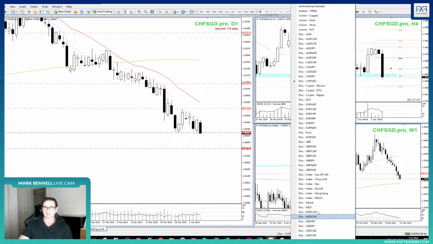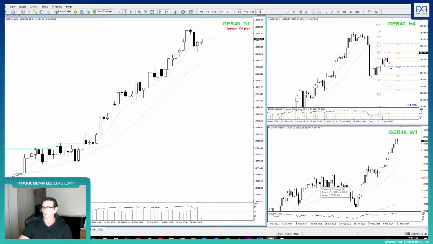German DAX. Okay, this is getting a bit sharp. Right, see where I'm waiting for the pullback in here. Big move through here.